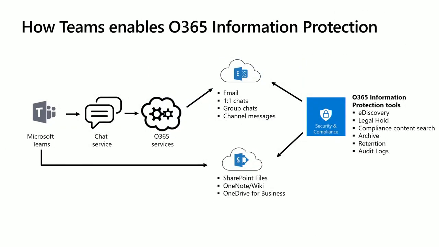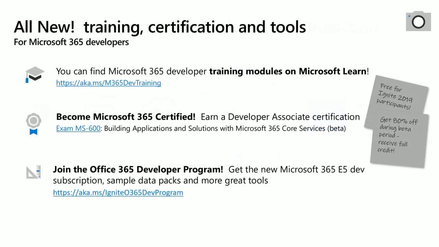Information protection, I mentioned earlier how this works, but basically we continually push all the messages into email, into one-on-one chats and group chats and the channel messages. The channel messages go to the mailbox for the Office group. All the files go to, depending on which it is, SharePoint, OneNote, or Wiki. And so all the security compliance data and information protection features of Office in that panel work against SharePoint and Exchange, so everything works against Teams as well, without any modifications.